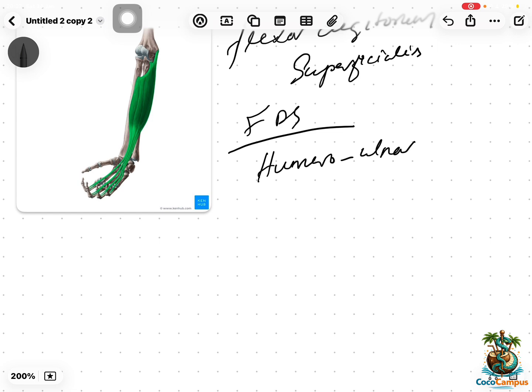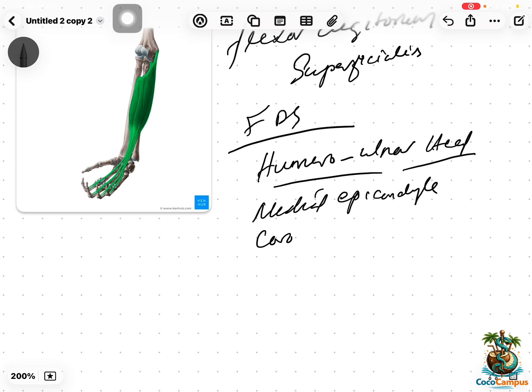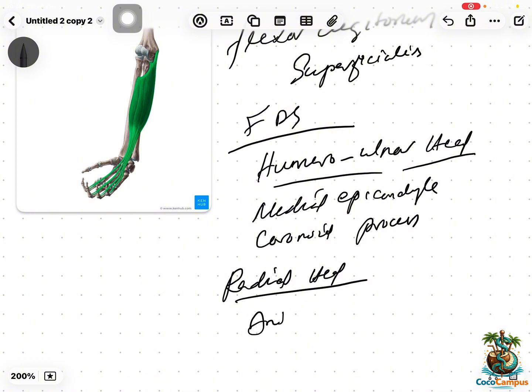First head is the humero-ulnar head. On the humerus, medial epicondyle and coronoid process on the ulna. That is the first head. And its second head, or the radial head, anterior oblique line on the radius. Radial head is at the anterior oblique line. So once again, two heads, humero-ulnar head and radial head.